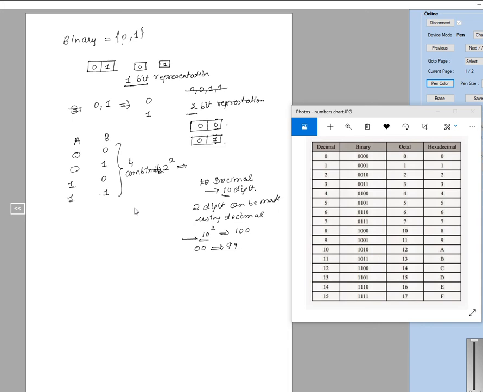Now if you have a 3-bit representation, A, B, and C, that means I am using 3 boxes. So this becomes my 0 and this becomes my 1. How many combinations will be possible? This is the base raised to the power of the bit. Our base in binary is 2, and I am given 3 boxes. So 2 raised to 3 is equal to 8 combinations, right?